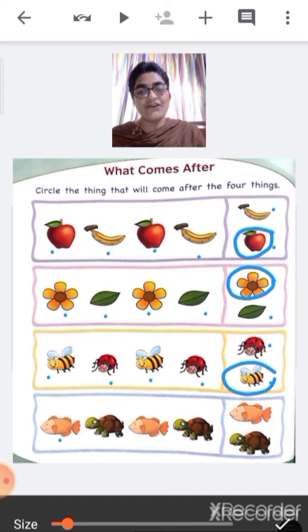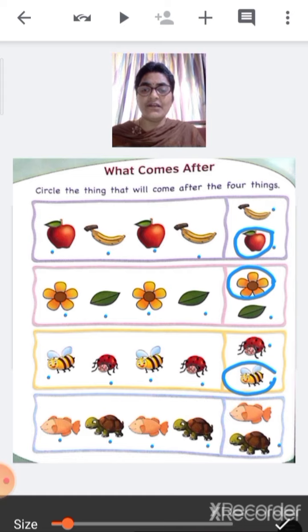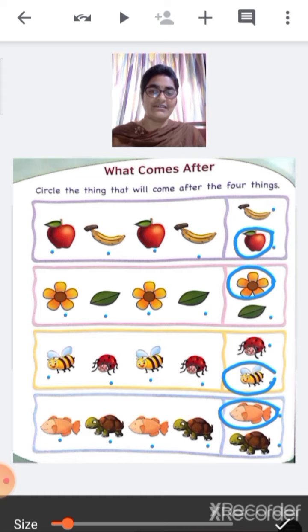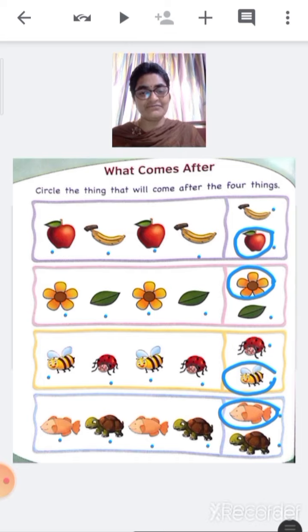Now this is a fish. What is there after fish? A turtle. What is there after turtle? A fish. Now what is there after fish? A turtle. Now what will come next? What will come after turtle? Turtle? No. Fish? Yes. So we are going to circle this. Okay, children?